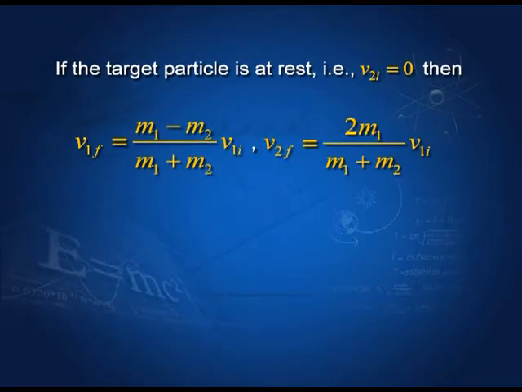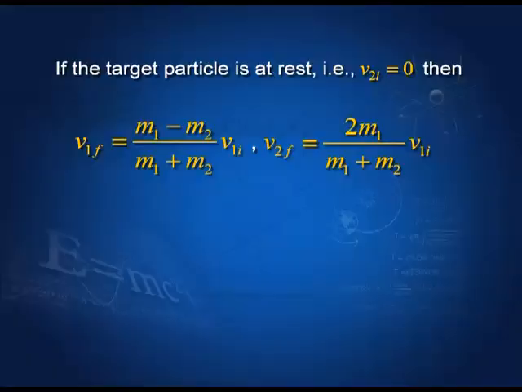If the target particle is at rest, remember what is the target particle? Target particle is the particle on which the colliding particle is incident. Second particle is at rest, the first particle is incident on that target. So, if the target particle is at rest, that is V2I is equal to 0, then this equation V1F becomes very simple, and V2F is also very simple, and we can now study special cases.